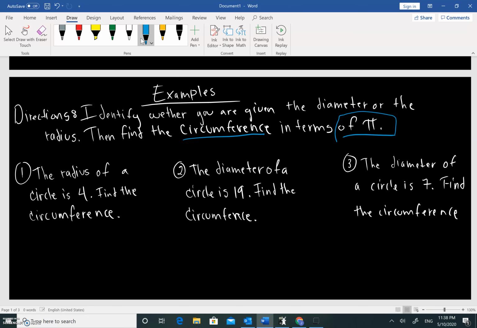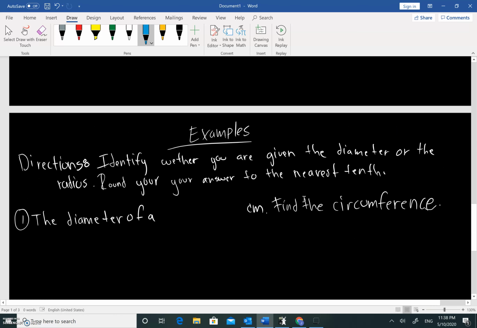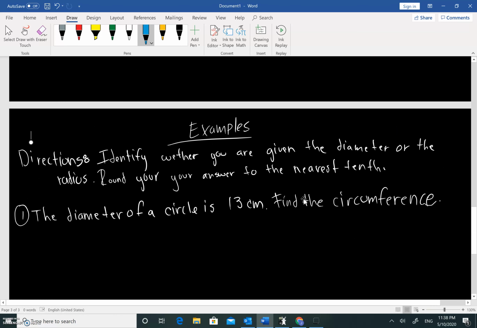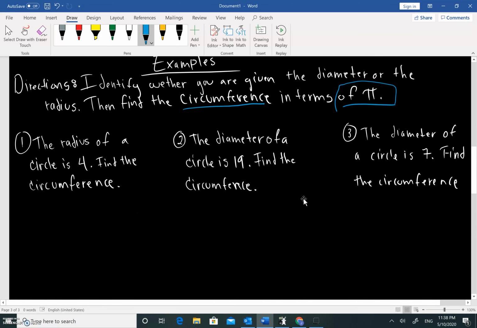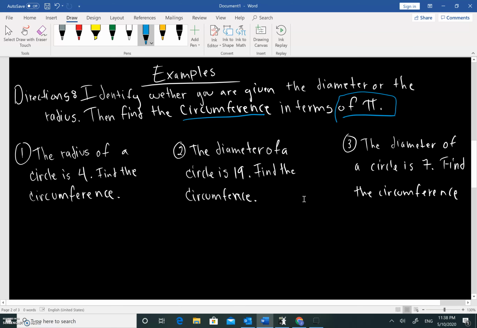So there are two types: finding it in terms of pi, and then the second one, what they ask you is to round your answer to the nearest tenth. So make sure you're reading the question correctly, whether you have to round it to the nearest tenth or whether you have to submit your answer in terms of pi. So let's go over the first type of questions.